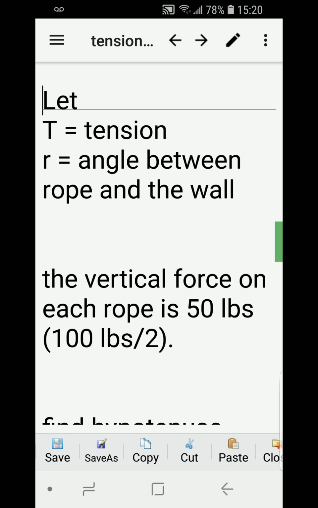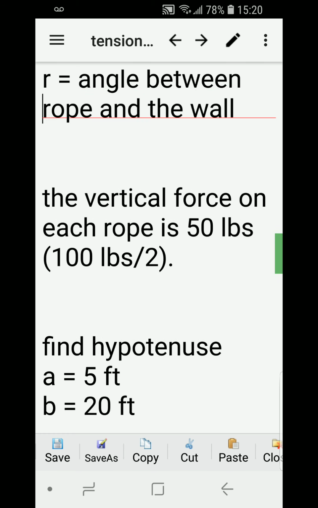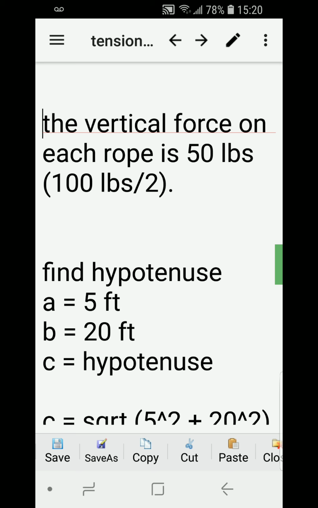we let T equal the tension that we're looking for. R is the angle between the rope and the wall. Also, we need to do some analysis here: the vertical force on each rope is 50 pounds. So the load is 100 pounds and we divide that by 2. That's the vertical force on each rope.